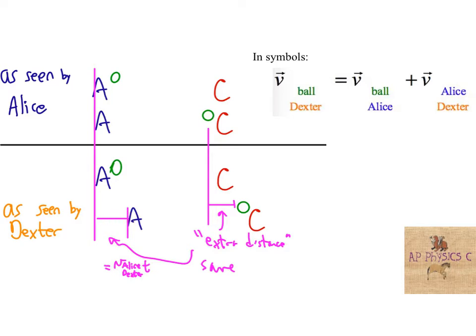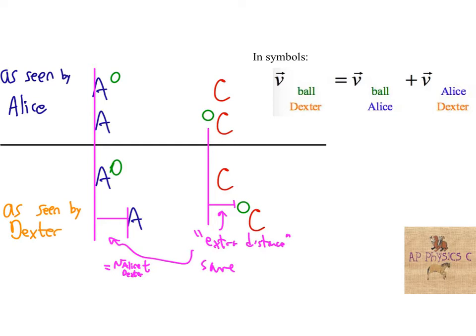Because the amount that Alice moves is the amount that Charlene moves, so it's the amount of extra distance that's being added to the motion. And symbolically, we end up with what's called the relative motion equation. The velocity of the ball as measured by Dexter is the velocity of the ball as measured by Alice, offset by the velocity of Alice relative to Dexter.